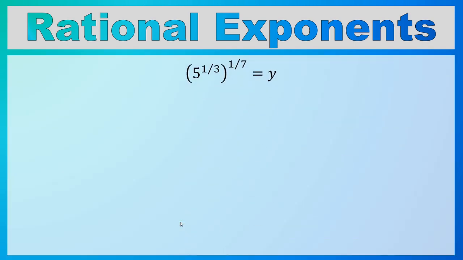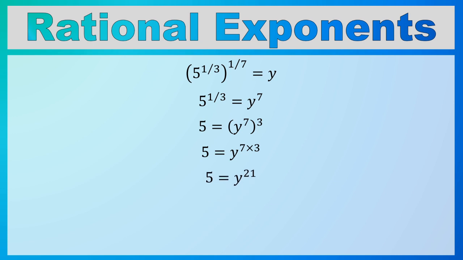Let's let this expression be equal to y. Now let's take both sides to the 7th power, and we get this because going to the 1/7 power and going to the 7th power are inverses. Now let's cube both sides, and we get this because going to the 1/3 power and cubing are inverses. Now we already know the property that we're trying to prove in this video works for integer exponents, and so we get this. Now 7 times 3 is equal to 21. And now let's take both sides to the 1/21st power, and we get this because going to the 1/21st power and going to the 21st power are inverses. And now using the first line, we get this.